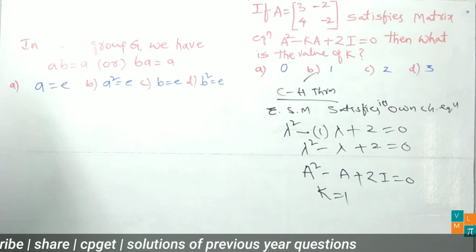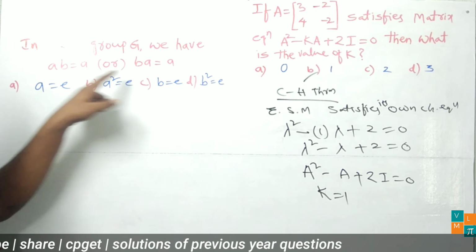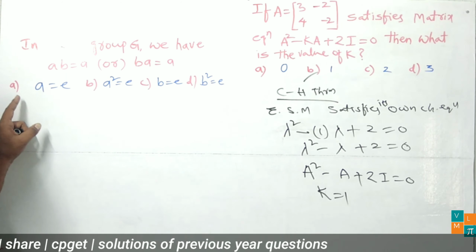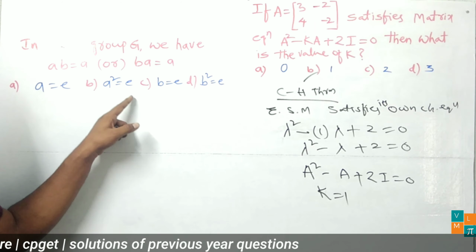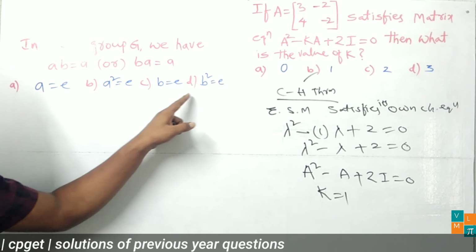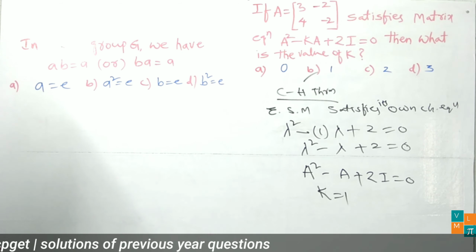Now see the second question. In a group G, we have AB equals to A or BA equals to A. See the options. Option A is A equals to A. Option B is A square is equal to A. Option C is B equals to A. Option D is B square equals to A.